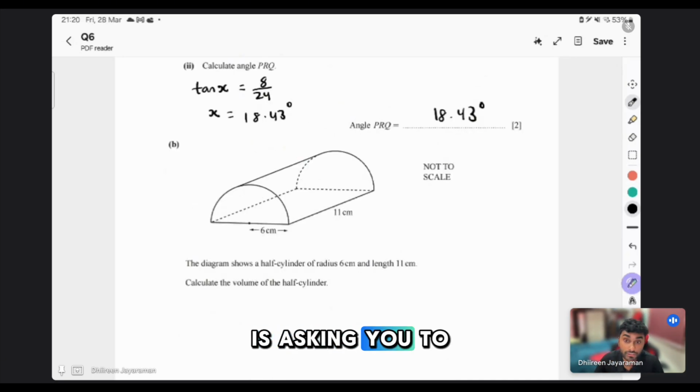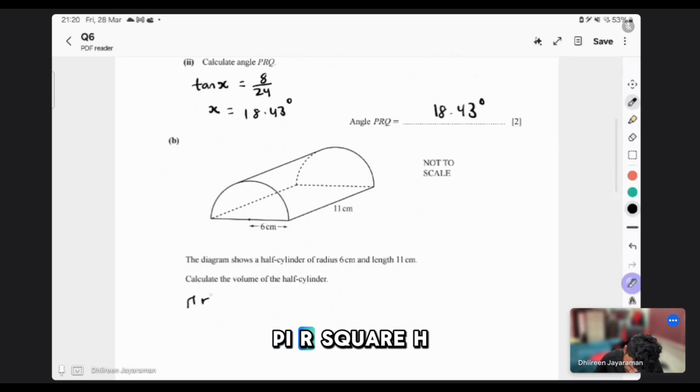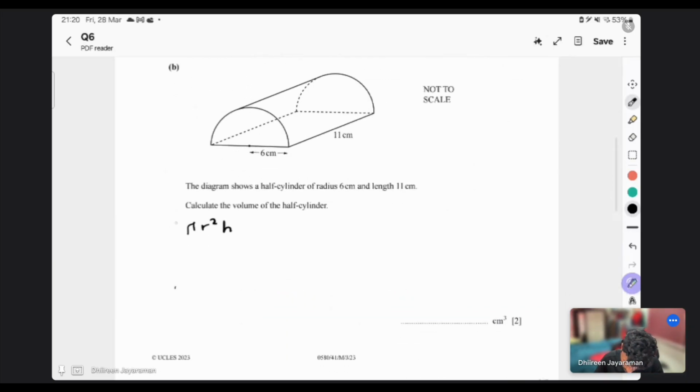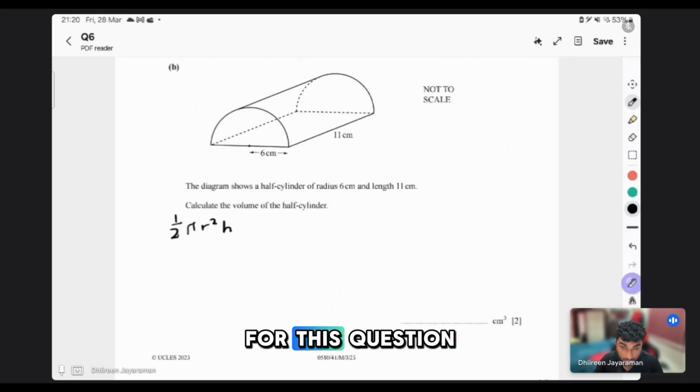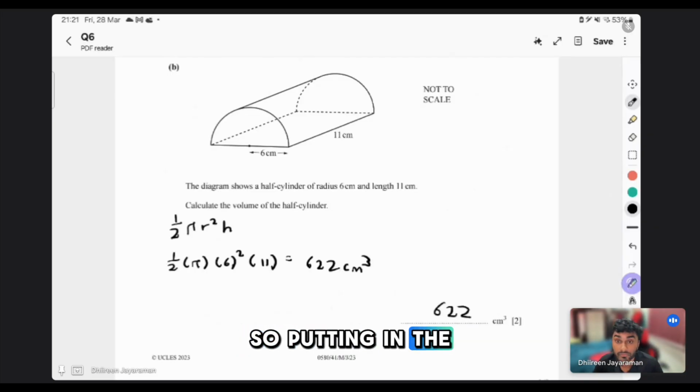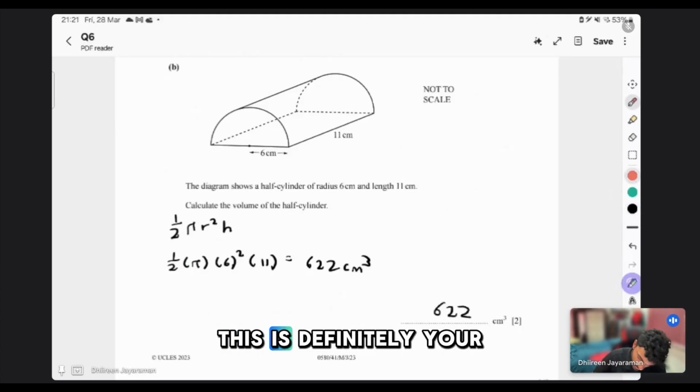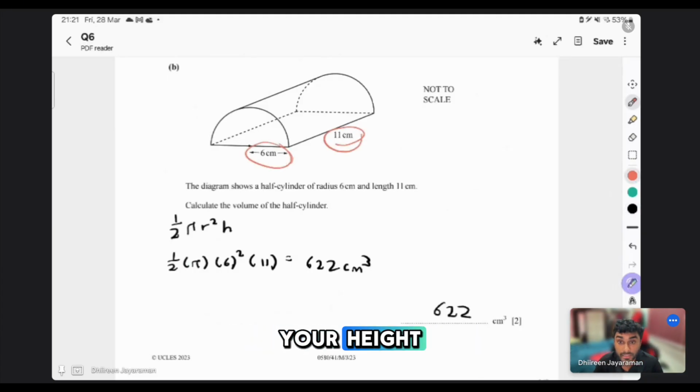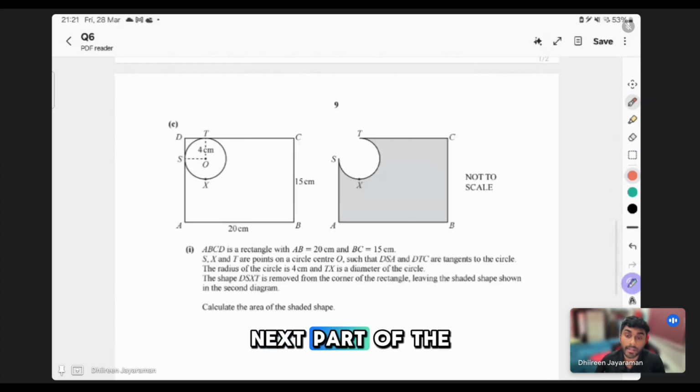Next part is asking you to calculate the volume of this half cylinder. Firstly, we need to know the volume of a cylinder is pi r squared h. Since it's half of a cylinder, it's half pi r squared h. So we have to fill in the values that we know and calculate the answer. Putting in the values from the picture, this is definitely your radius and this is your height. You get an answer of 622 cm cubed. Next part of the question.